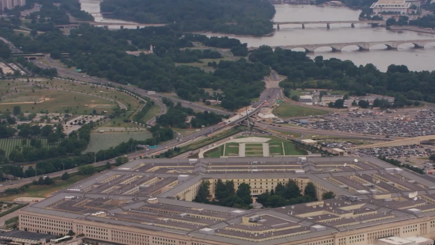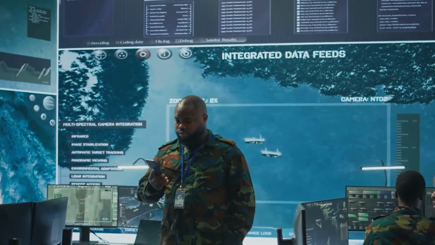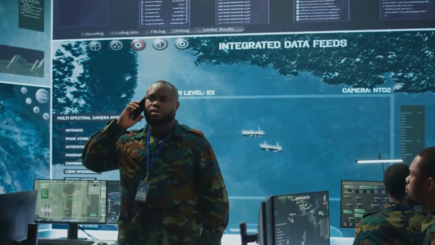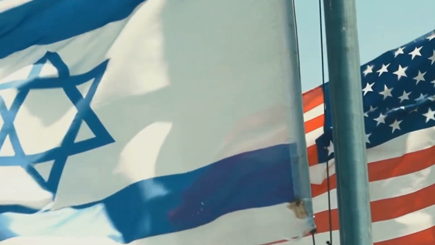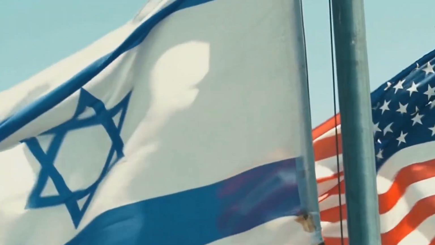I'll also examine the major miscalculations on all sides through a focused war strategy analysis. First, let's understand the objectives of the United States and Israel. What exactly do Donald Trump and Israel want from Iran?